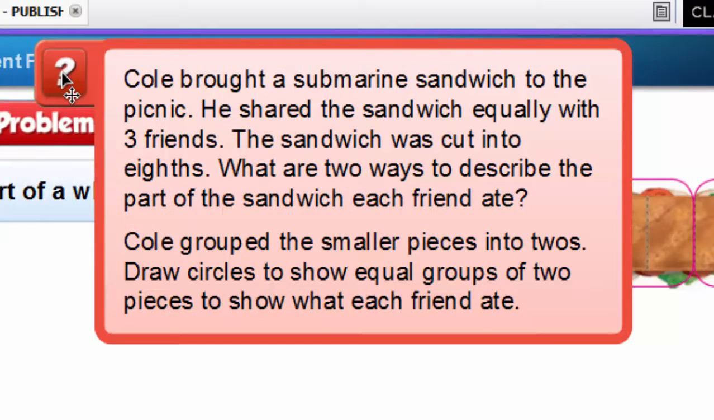Here's our story problem. Cole brought a submarine sandwich to the picnic. He shared the sandwich equally with 3 friends. The sandwich was cut into 8ths. What are 2 ways to describe the part of the sandwich each friend ate? Cole grouped the smaller pieces into 2s. Draw circles to show equal groups of 2 pieces to show what each friend ate.